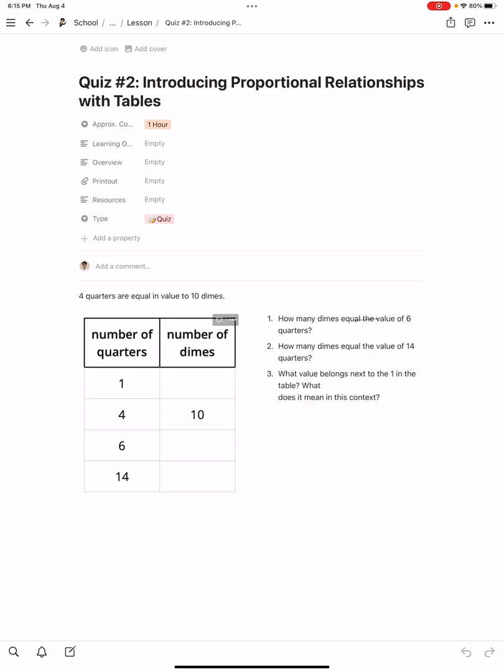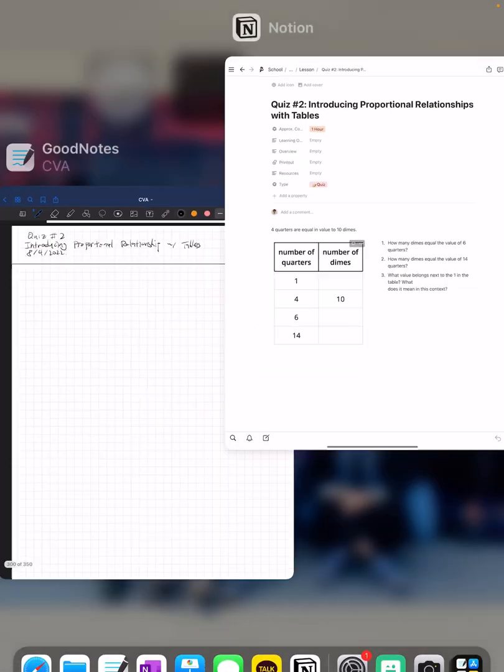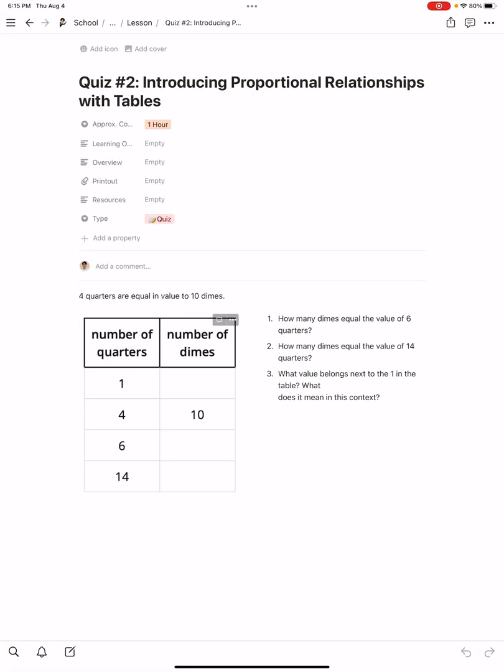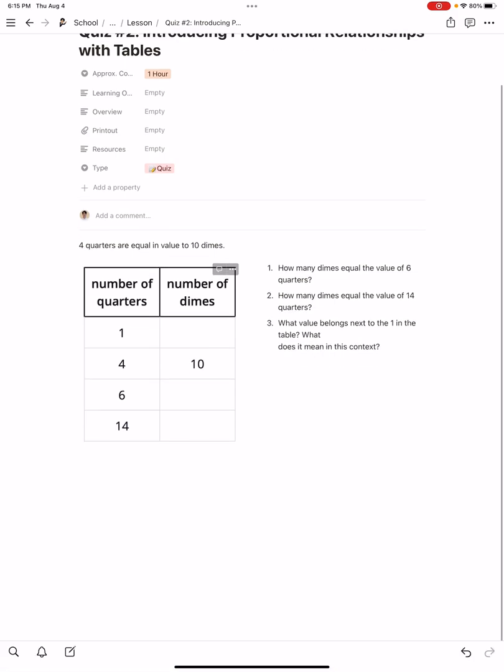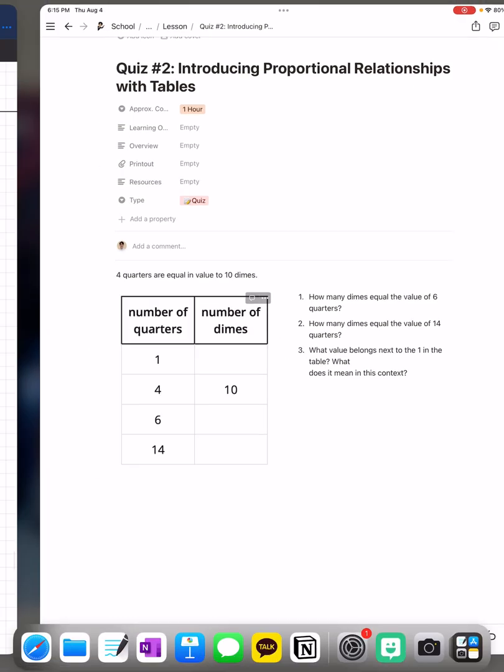Actually, let me just go over the whole thing. 4 quarters are equal in value to 10 dimes. That's important, so I'm going to write 4 quarters are equal to 10 dimes. I just summarized it. You can summarize it too. In fact, I encourage you guys to summarize the problem, because that means you understand it a little bit better. Then what I'm going to do is write number of quarters and number of dimes.